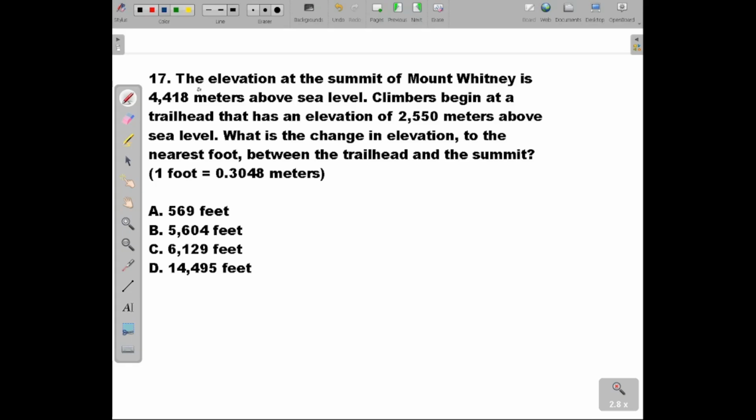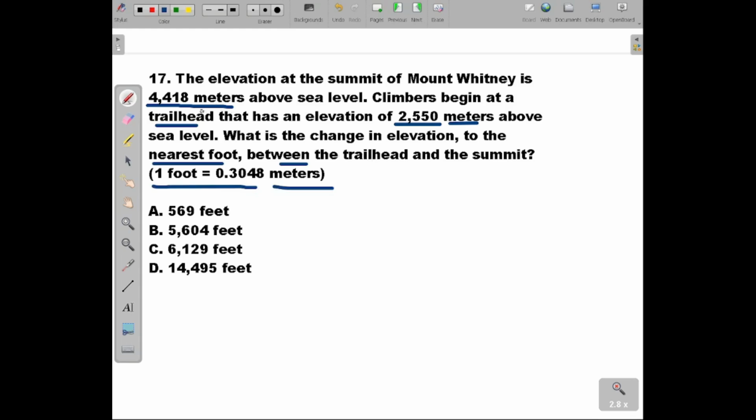The elevation at the summit of Mount Whitney is 4,418 meters above sea level. Climbers begin at a trailhead that has an elevation of 2,550 meters above sea level. What is the change in elevation to the nearest foot between the trailhead and the summit? And there's additional information that 1 foot is equal to 0.3048 meters.